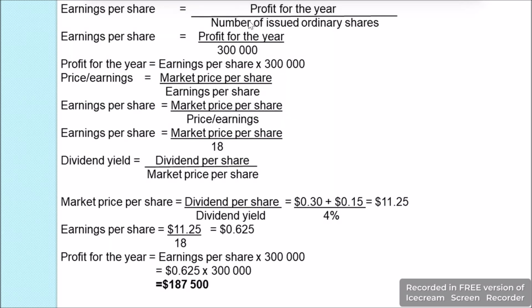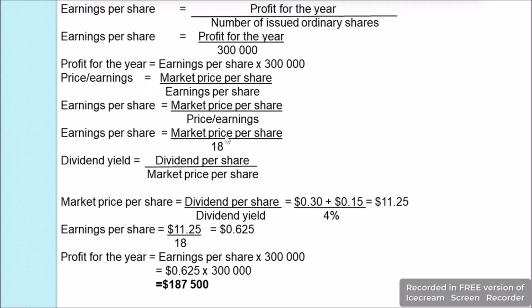So the information which we have for this is, earning per share is equal to profit for the year divided by the number of issued ordinary shares. It was given the ordinary share capital was $300,000 and each share has a face value of $1. So $300,000 divided by 1 will be 300,000 ordinary shares which have been issued. So profit for the year will be equal to earning per share times 300,000. Now to get the earning per share, we are going to use the price earning ratio, where we have the market price per share divided by the earning per share. So if we take the earning per share to the other side, it will be market price per share divided by the price earning.